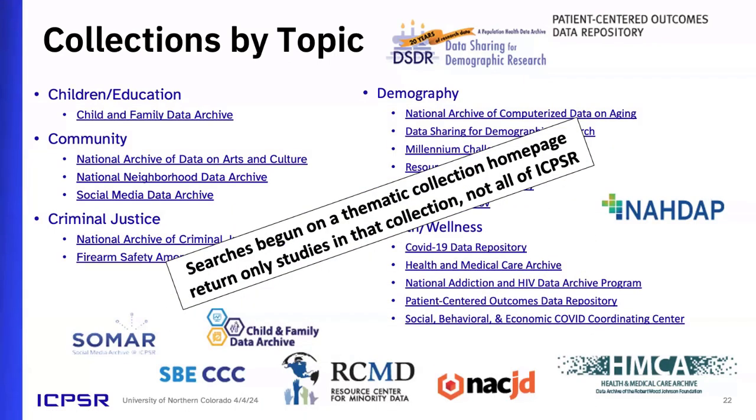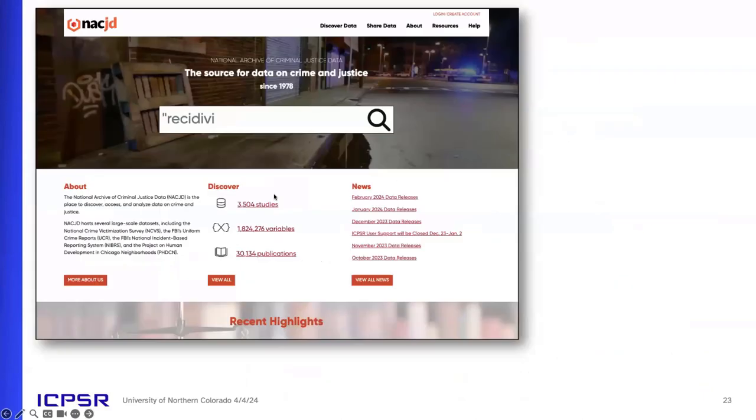I wanted to highlight the National Archive of Criminal Justice Data, again, because Nicole mentioned that criminal justice is a strong grad program. I forgot to include the National Archive of Data on Arts and Culture. I meant to do that. It's my own archive. It's bad that I forgot, but we also have that.